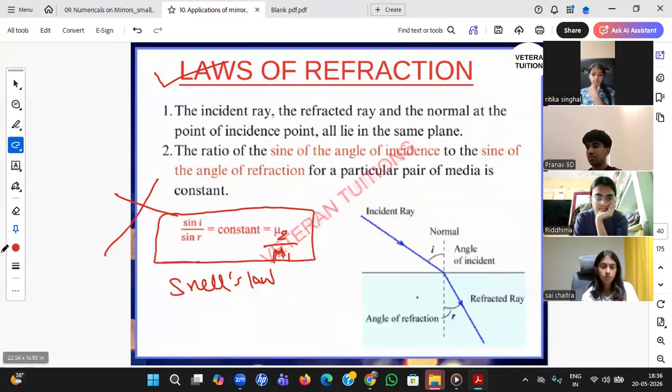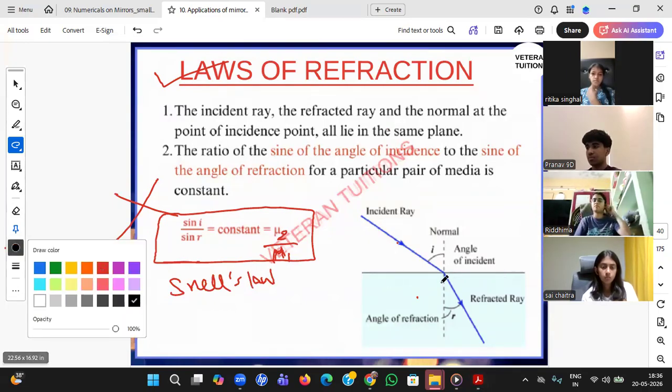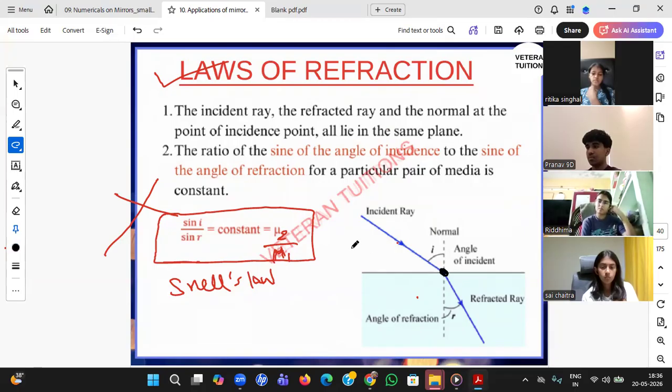Snell's law. Okay, Rishit, give me Snell's law. Suppose here is a point of incidence. This is mu1, this is mu2. Give me Snell's law, how to write it. Mu1 into mu2, is equal to constant. No, totally wrong.